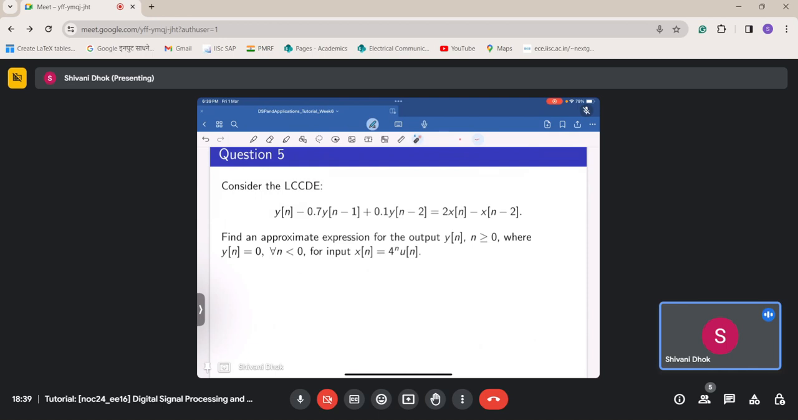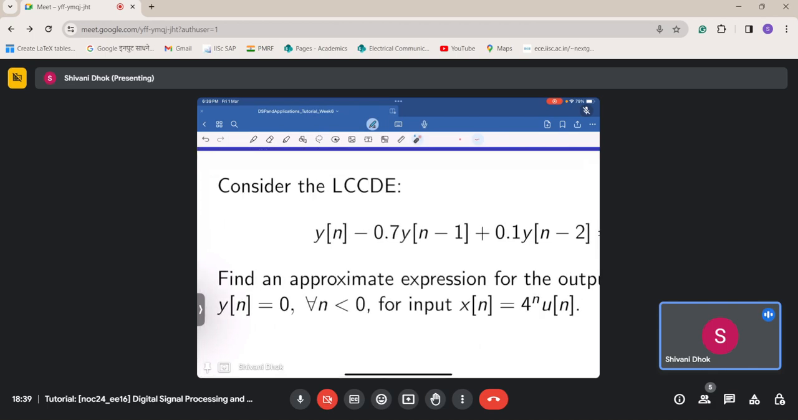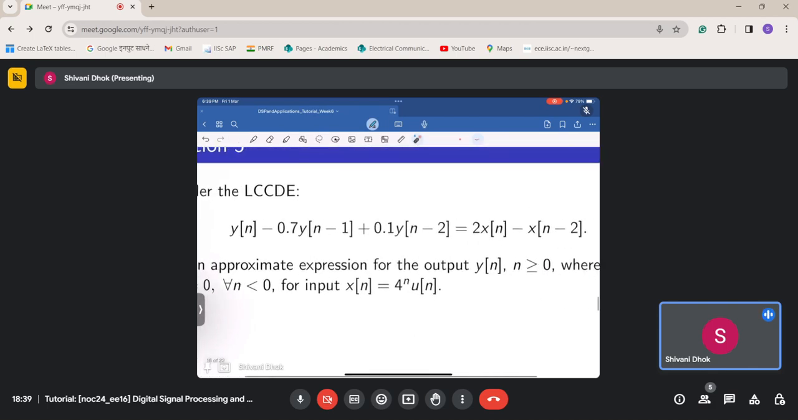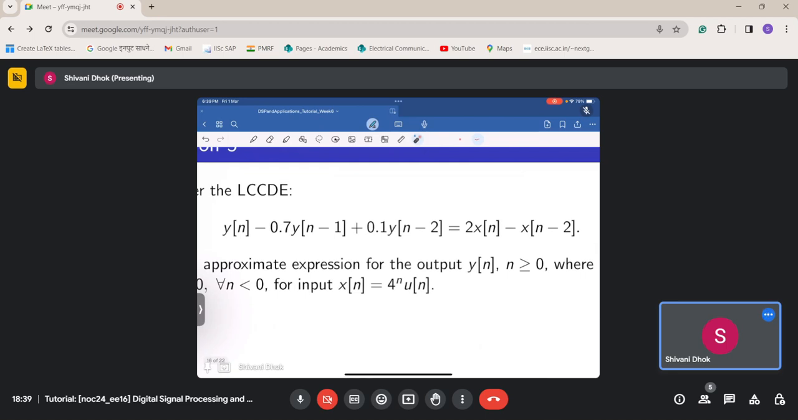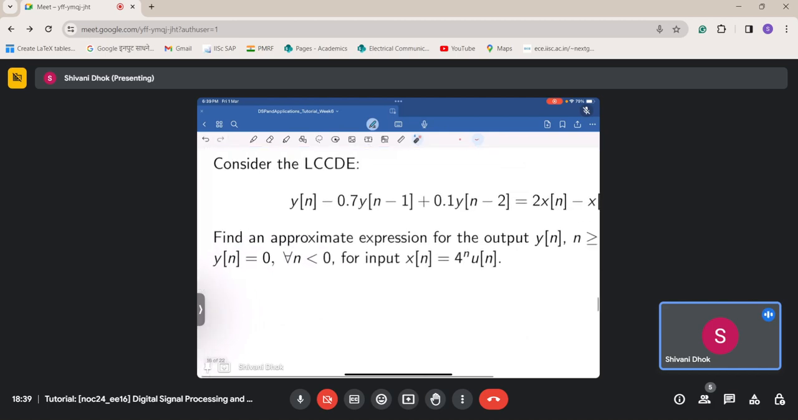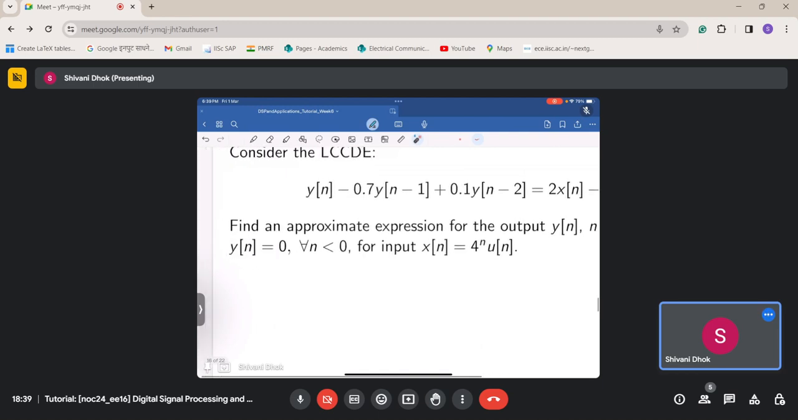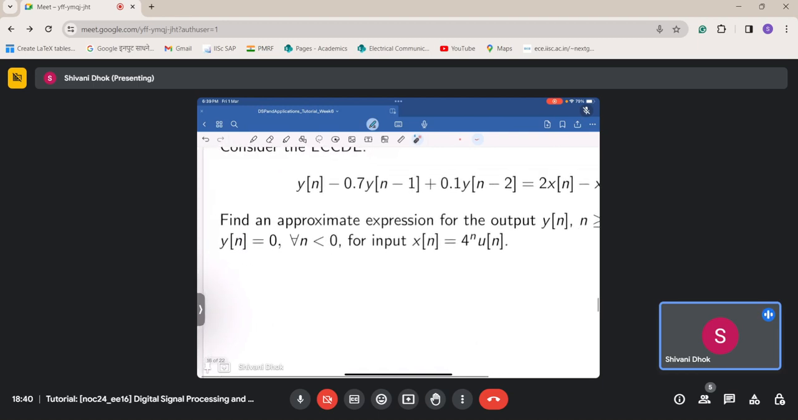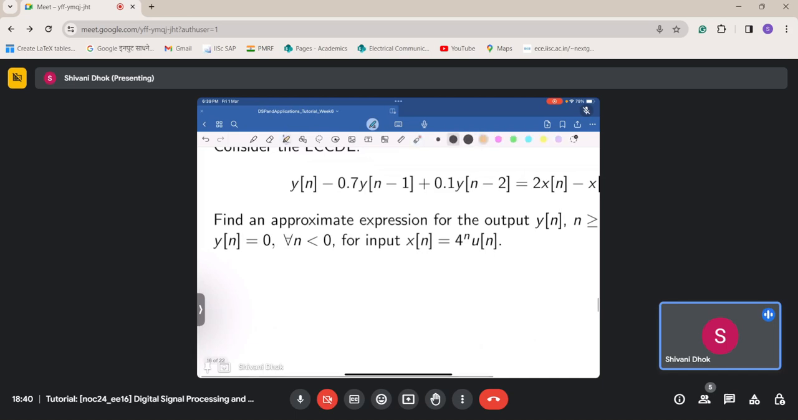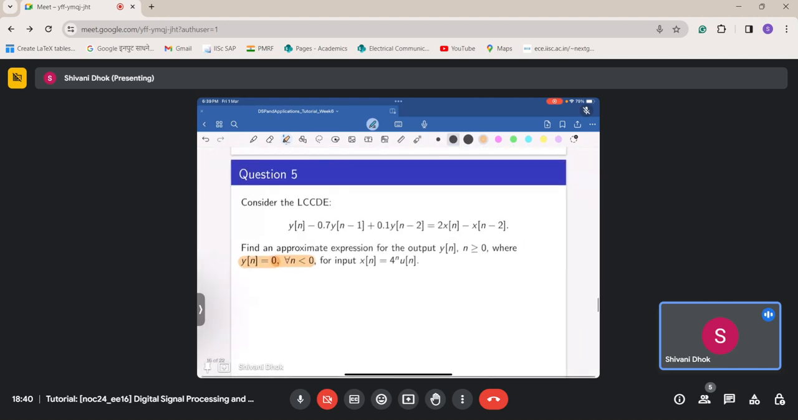So what does it say? Consider the LCCDE which is given here: y of n minus 0.7 y of n minus 1 plus 0.1 y of n minus 2, which is equal to 2 times x of n minus x of n minus 2. What we need to do is find an approximate expression for the output y of n, where my input is x of n equal to 4 to the power n u of n, and we are given that y of n is equal to 0 for all n less than 0. This is my input and this is my LCCDE.